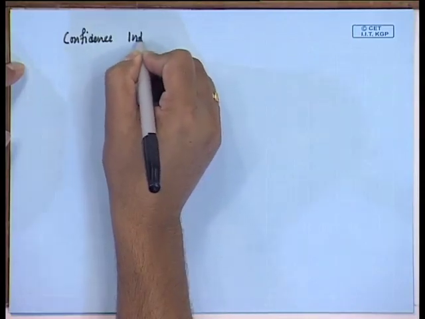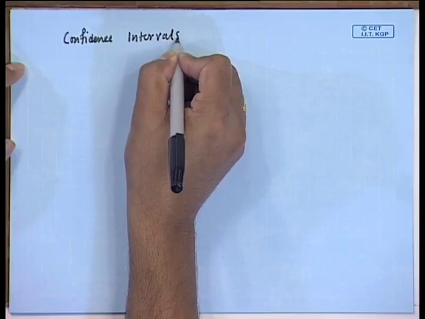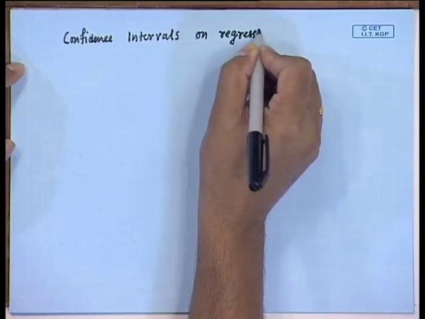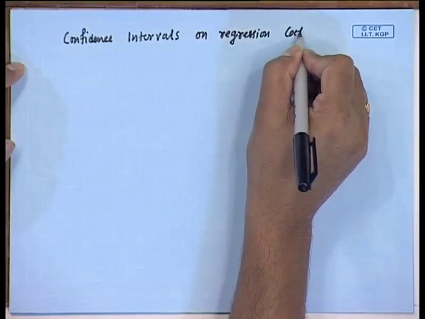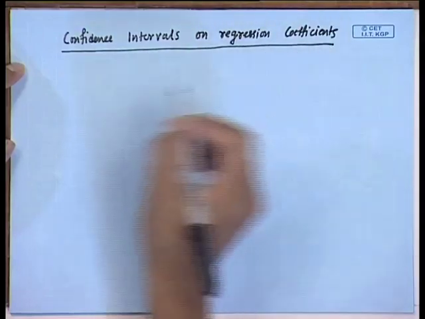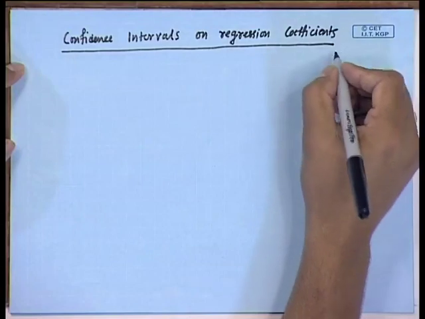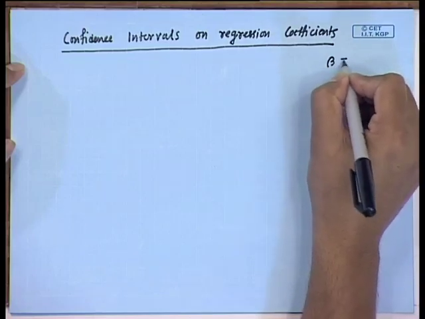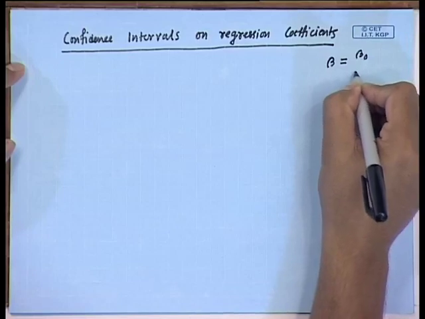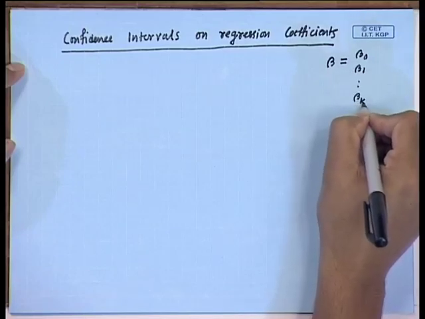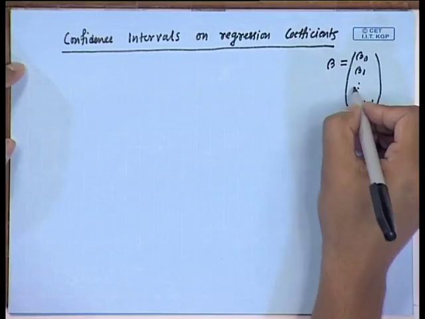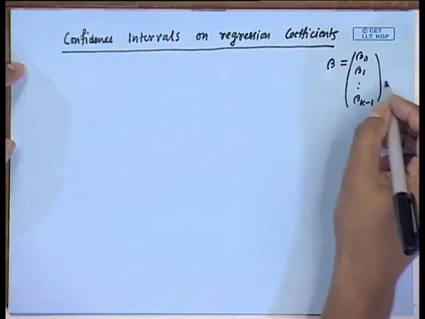confidence intervals on regression coefficients. Okay. So, here the regression coefficient is beta, which is a vector, beta naught, beta 1 up to beta k minus 1, right. And we want to find the confidence interval for beta I, for any I.